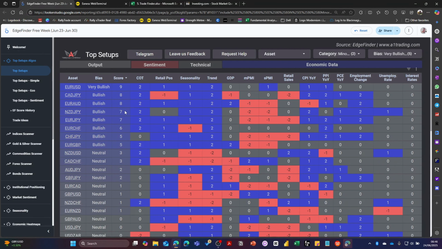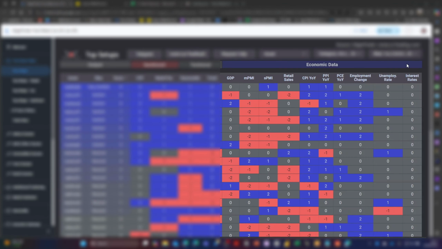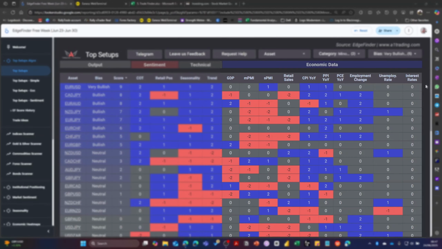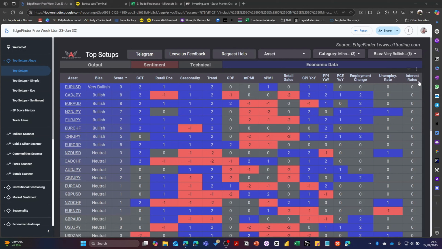The Edge Finder, unlike mine, has a lot more to offer, like a lot more, because I'm only looking at this blue part right here called economic data. It has technical data and sentiment along with it. So obviously it has a way better way of determining what is going good and what is going wrong, because focusing on only fundamental is not easy.